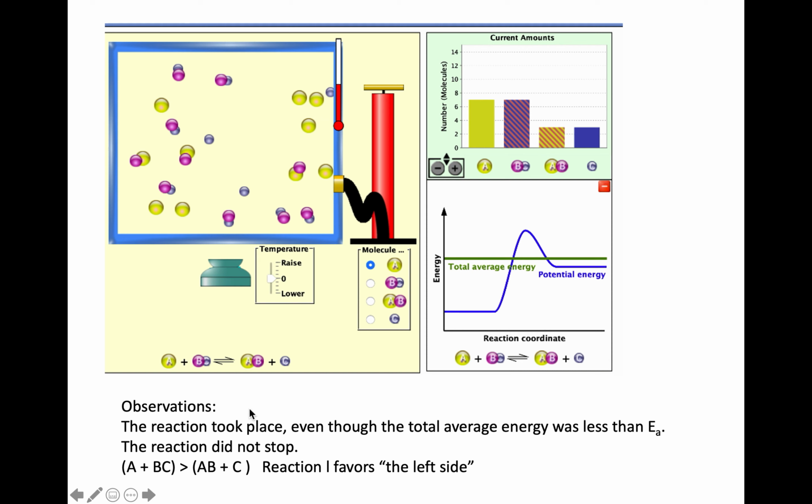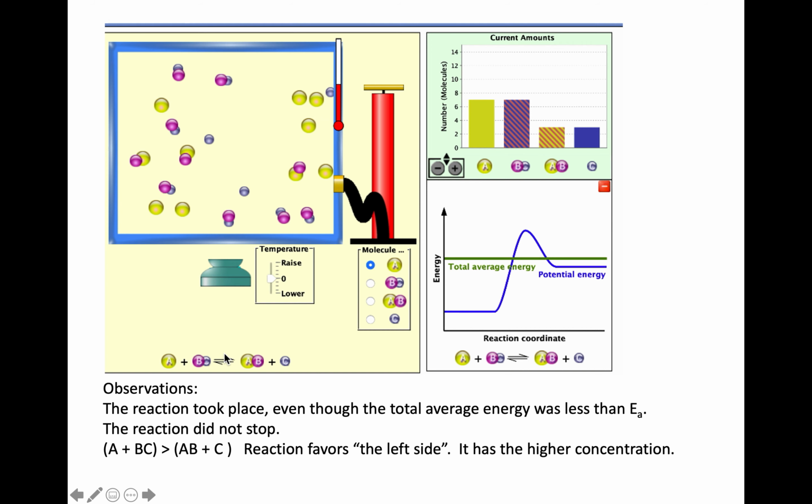A few different observations here. This reaction took place even though the total average energy was less than the energy of activation. The reaction did not stop. I saw over time that those relative amounts were still being adjusted. And it sure looks like the concentration of A and BC, the left-hand side, was greater than the concentration of AB plus C. I'd say that the reaction is favoring the left-hand side. Favoring the left-hand side, I would say that's leading to a higher concentration of those reactants.